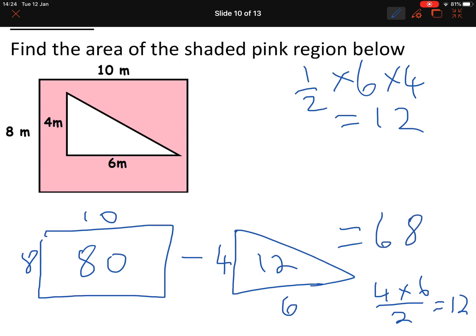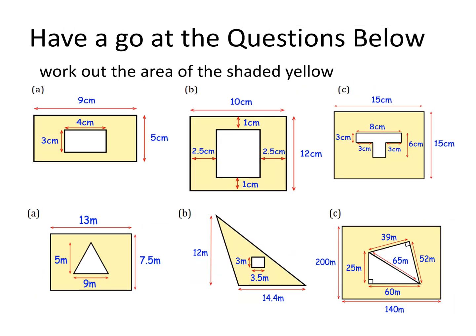So 80, take away 12. I think that's easy enough to do in your head. That's 68 meters squared, okay? I'll double underline that. Right, guys. So I would now like you to have a go at these questions here.